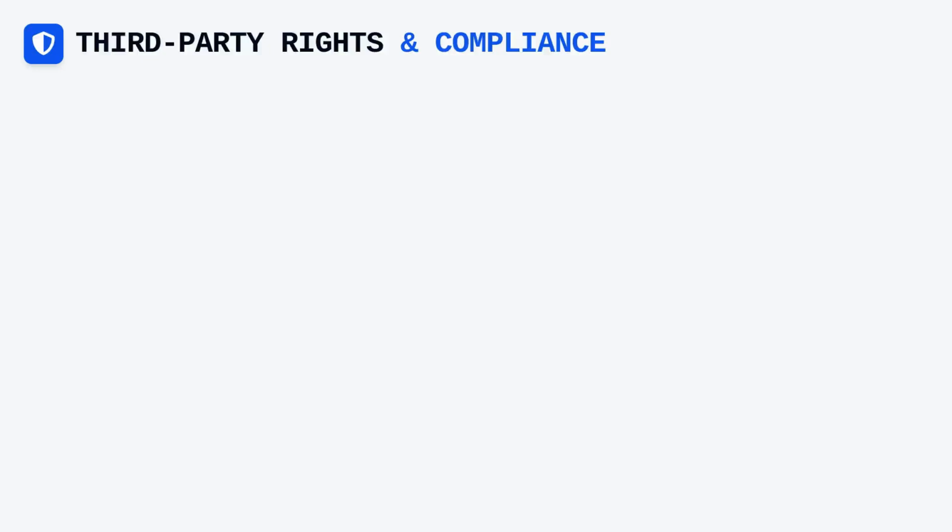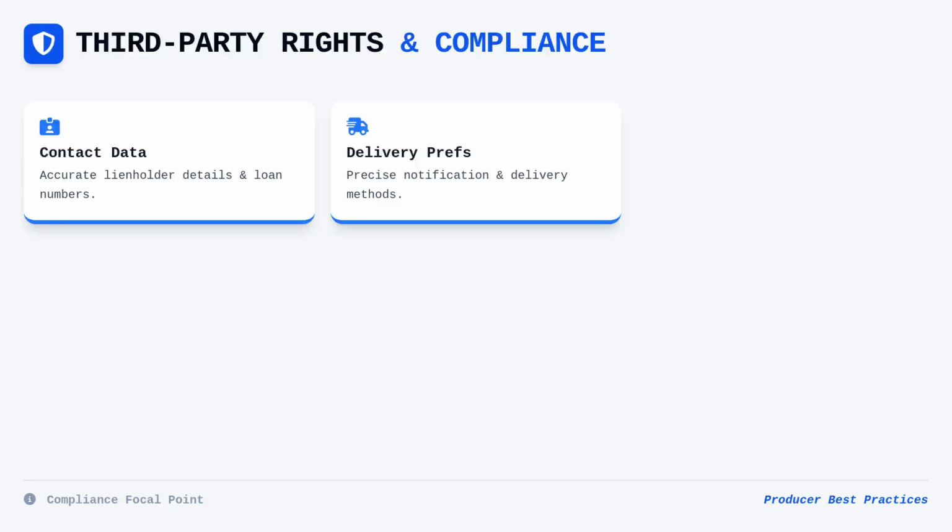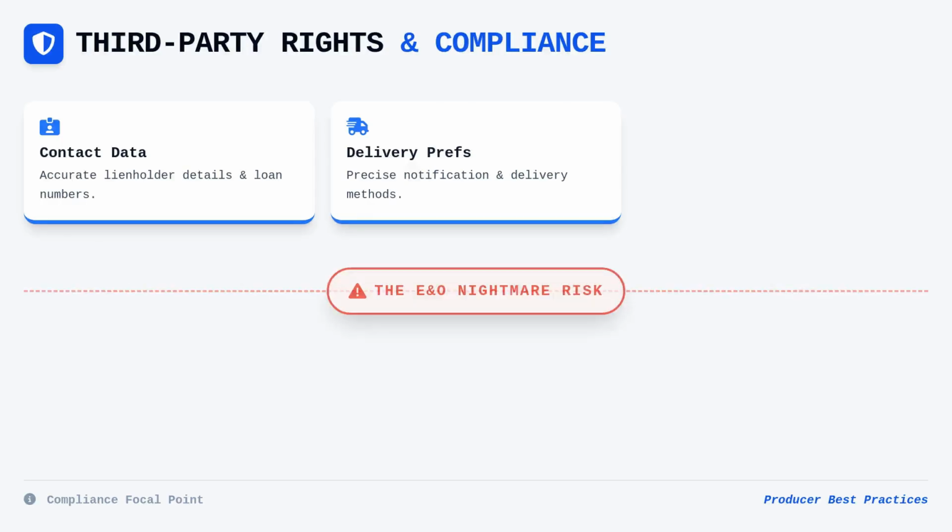For insurance producers, the practical application of these third-party rights represents a major compliance focal point. When a policy is bound, ensuring that the lien holder's contact information, loan numbers, and delivery preferences are recorded accurately is not an administrative chore. It is a critical safeguard. If a policy is canceled for non-payment or a substantial increase in hazard, and the lien holder claims they never received the concurrent notice, the resulting dispute can quickly become an errors and omissions nightmare for the agency.